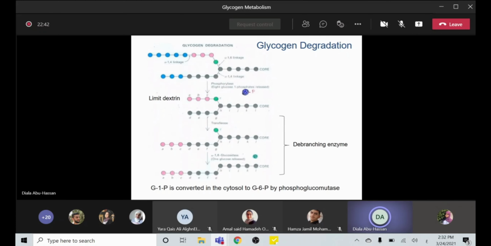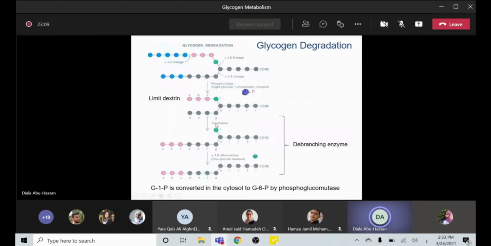It recognizes that there is a branch four residues away from here. So we would stop the degradation. Okay? Now I stop, as you can see. This structure is called limit dextrin. It means the breakdown and separation and cleavage of these glucose residues stops.